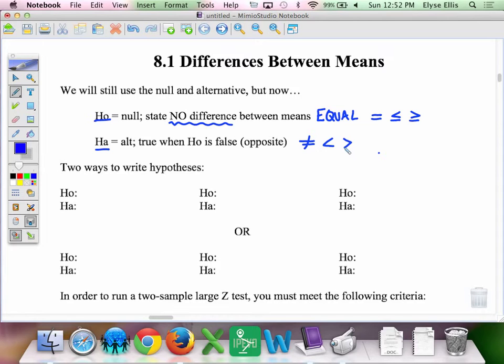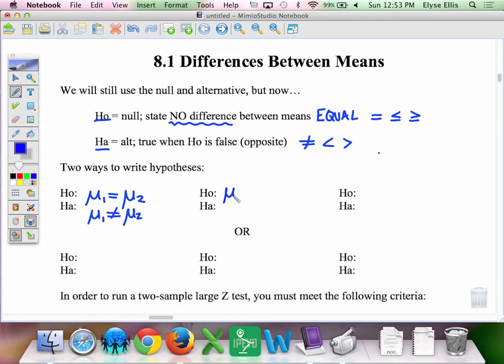There's also 2 different ways you can write your hypotheses. The first way, and this is the one I particularly like, you show mu1, the mean of group 1, is equal to the mean of group 2. Because you have 2 samples, you have 2 means. And then your alternative would be the not equal to difference between mean 1 and mean 2. And this works for all of those symbol combinations.